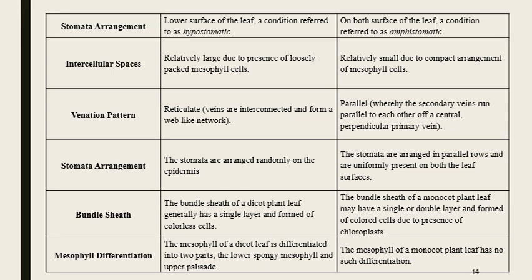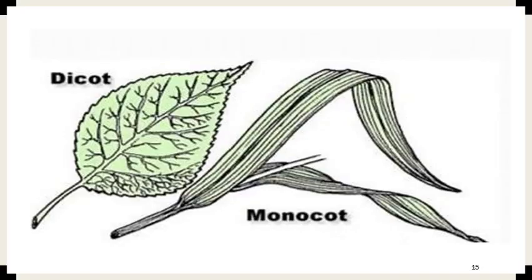Mesophyll differentiation. The mesophyll of a dicot leaf is differentiated into two parts, lower spongy mesophyll and upper palisade. But in a monocot leaf, mesophyll is not differentiated. These are the leaf structure, shape, and venation of the monocot and dicot leaf. Hope you can understand all the tissues and their description. Thank you so much.